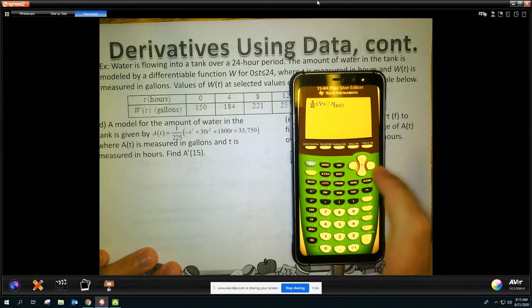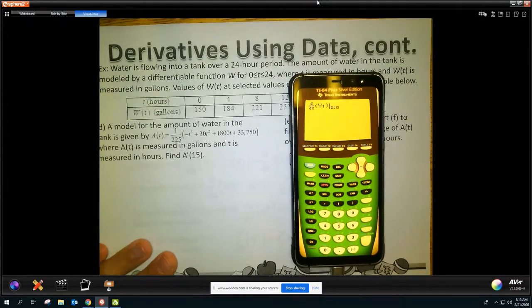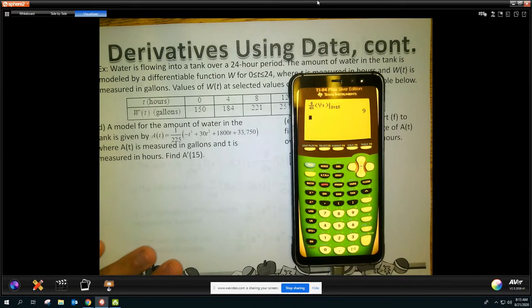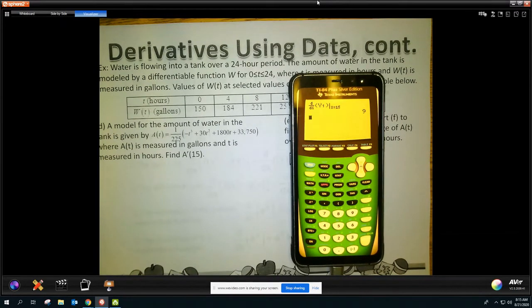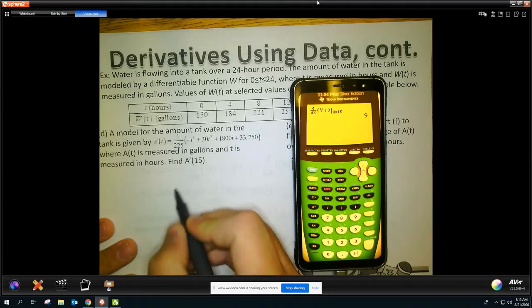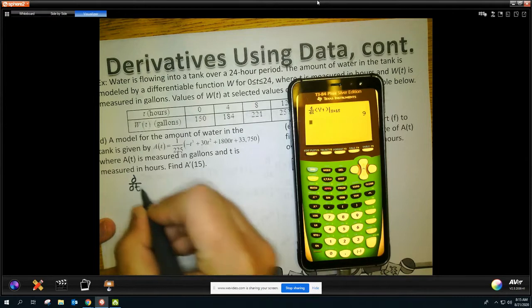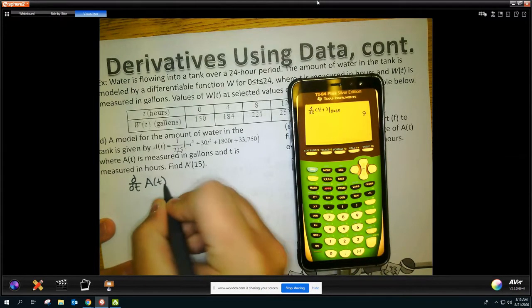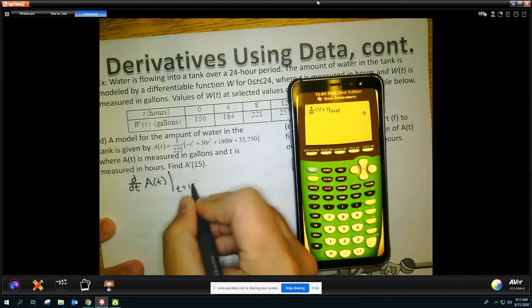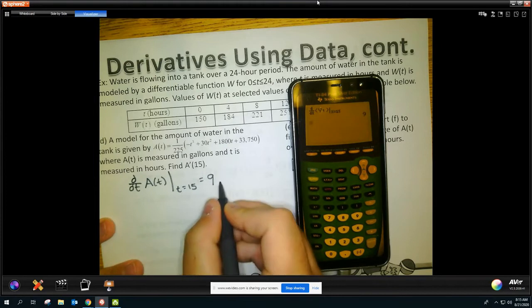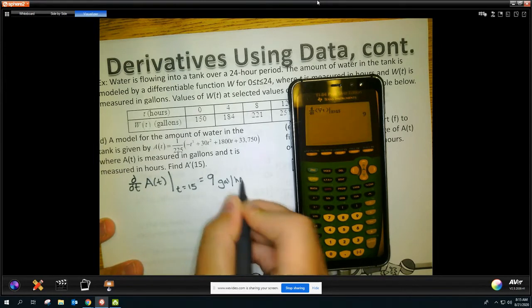All right, if you get a little confused on this, you can totally watch this part of the video again so you can catch everything. And where are we evaluating it at? Well, we are evaluating it at 15. And then, bam, pretty easy, right? So what you're going to do, because you have to show this work, you can't just write 9. Okay, so you're going to do d over dt of a of t, evaluated at t equals 15 is equal to 9, and then units are going to be gallons per hour.